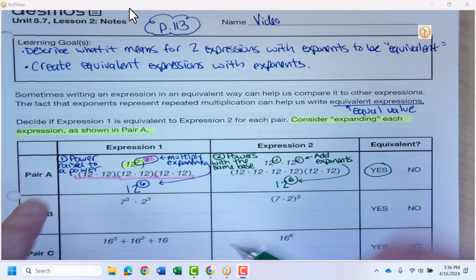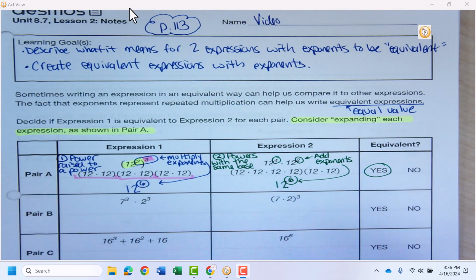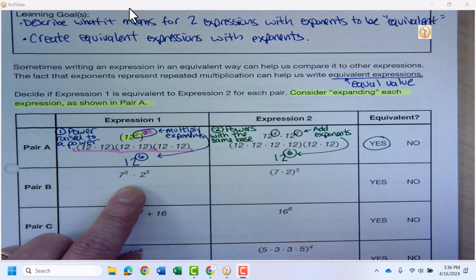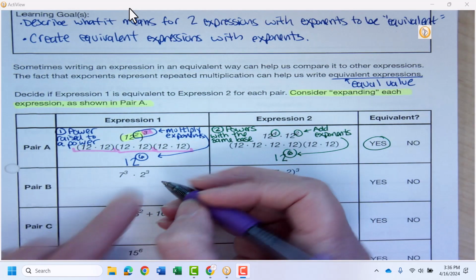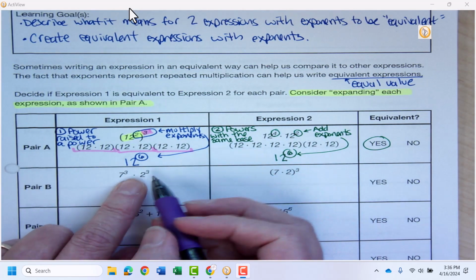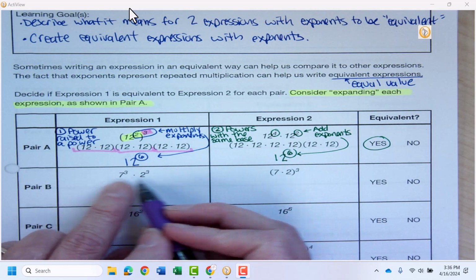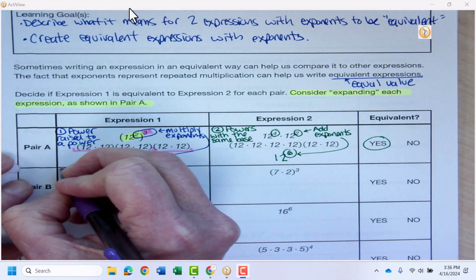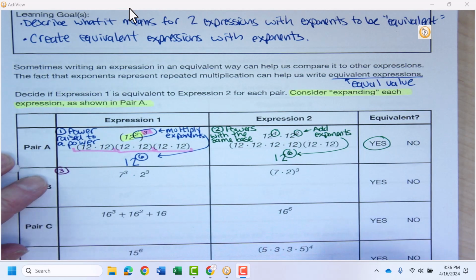So those are two of the patterns that we saw in the activity today. This represents the third one. Let me get another color here. Let me do purple. So in this case, the bases are different, but the powers are the same. So this is our third pattern, powers with the same exponent.